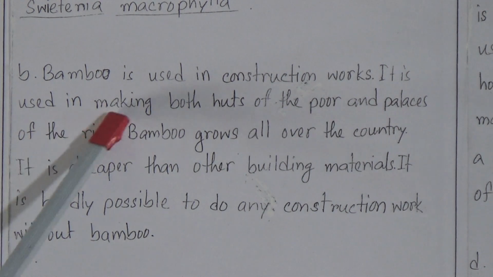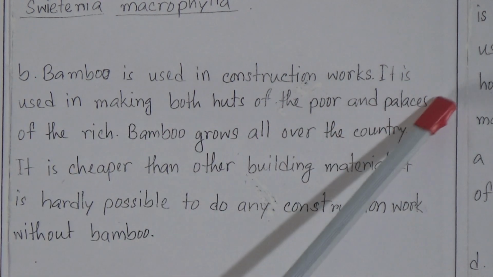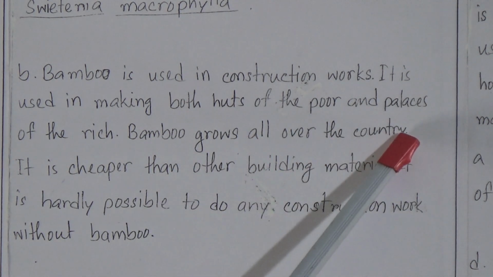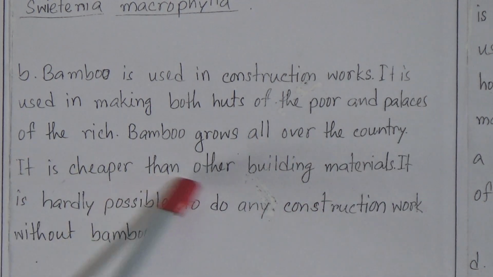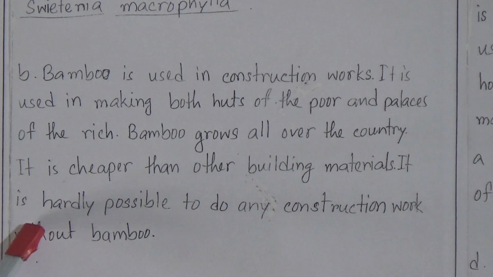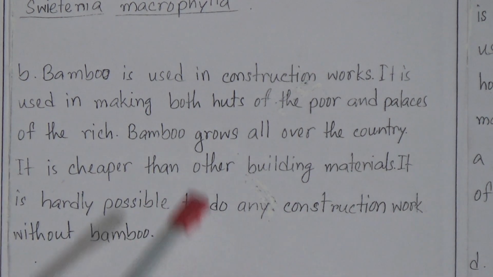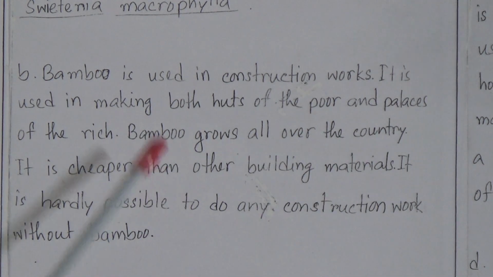It is used in making both huts of the poor and palaces of the rich. Bamboo grows all over the country. It is cheaper than other building materials. It is hardly possible to do any construction work without bamboo. So that's why bamboo is called the construction material.